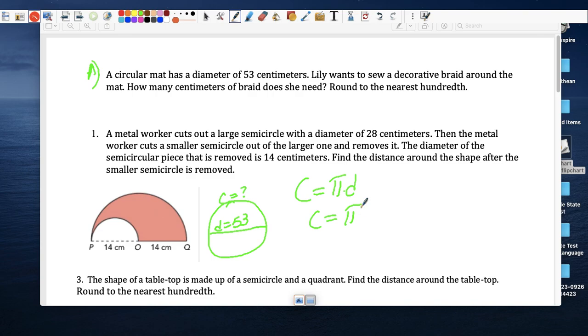Pi you already know. It's the ratio of circumference and diameter. So the diameter is 53. You could leave your answer like this, in centimeters, or actually multiply it out. And if you multiply 53 times pi, please use the pi button. You get about 166.50 centimeters.